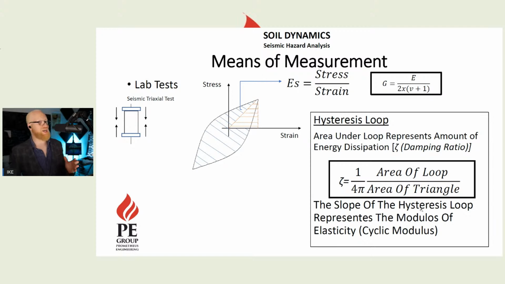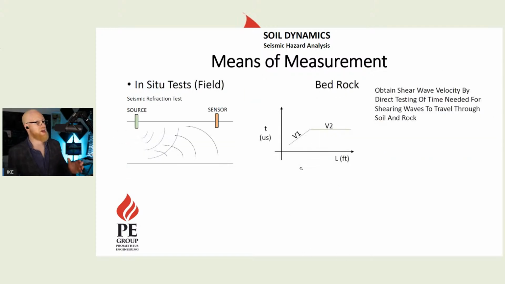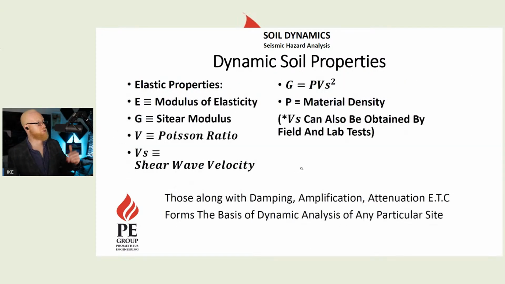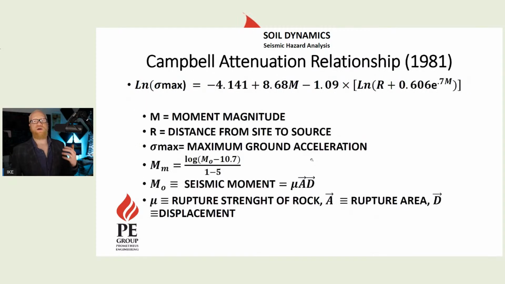These models, such as the Campbell equation, say that if you have a particular distance from a site to a source, and you have a particular magnitude of earthquake which you're trying to test for, and all these other little pieces of information, I can predict to you the acceleration, okay? That is the basic idea here.